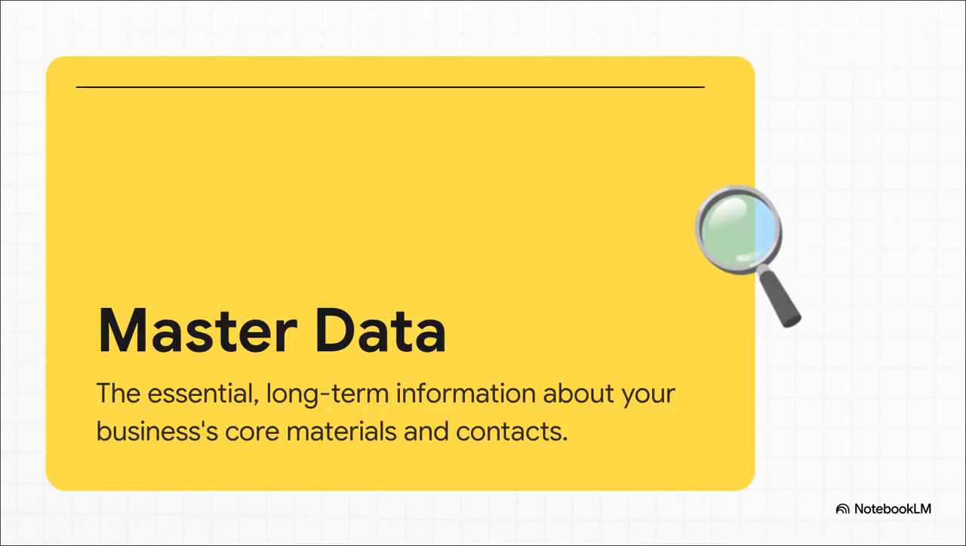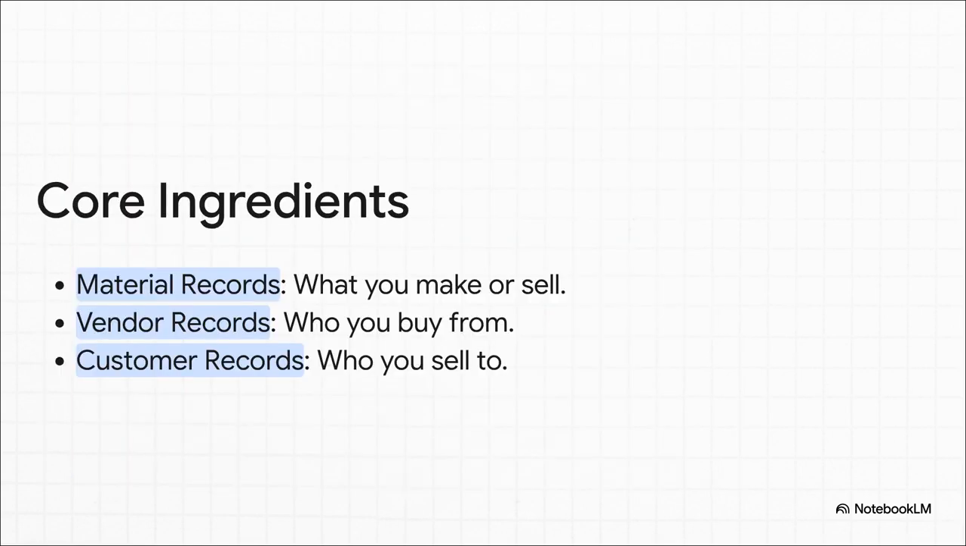To put it simply, master data is the official list of all the essential nouns in your business. It's the one definitive record for your products, your suppliers, and your customers. And unlike a daily transaction, this info doesn't change very often. It's that stable, core data you use over and over and over again. This really breaks down into three key types. First, you've got your material records. That defines every single item you make or sell, from a tiny little screw to a finished car. Then you've got vendor records for every single company you buy from, and of course, customer records for everyone you sell to.